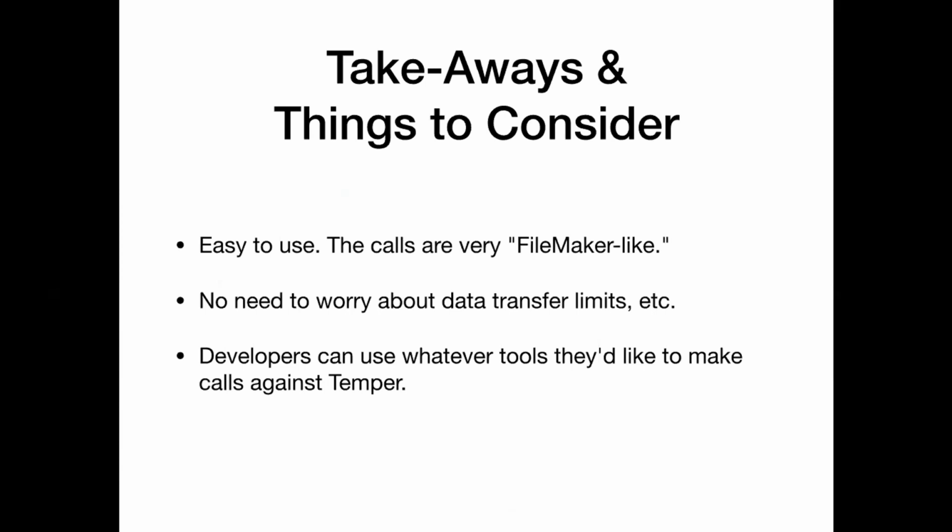And something else to consider is that developers can use whatever tools they want to make these calls against Temper. Paul's going to show you how to make calls using apps that are built with Xojo, but you could really use just about anything. Any tool or any technology that can make basically an HTTP call can make a call to Temper and get the data out of FileMaker. And the data coming back in JSON just means that it's that much easier potentially to work with.